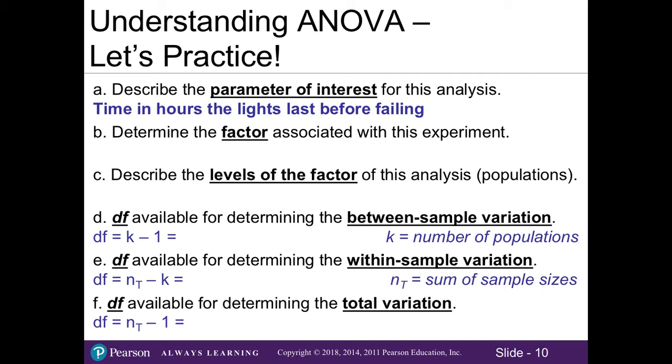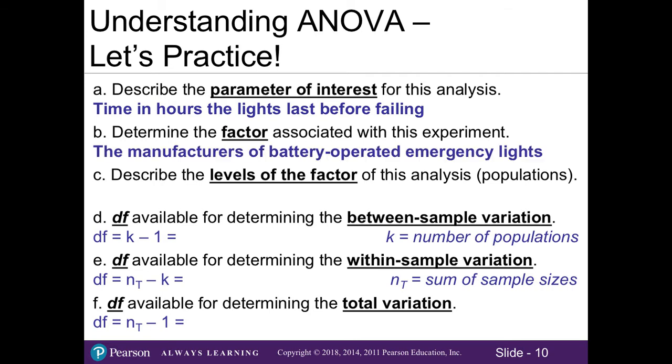Next, we want to identify the factor associated with this experiment. Recall that the factor is the independent variable that might affect the dependent variable. In this case, the dependent variable is the time in hours. So in this story, the manufacturer of the battery-operated emergency lights is the factor. Because while all 4 companies are providing battery-operated lights, the manufacturers themselves are different. Imagine buying a car. I can buy a sedan, but the car manufacturers like Ford, Toyota, Honda, and Chevrolet are different in how they make their cars, which can in turn impact the performance of the car.